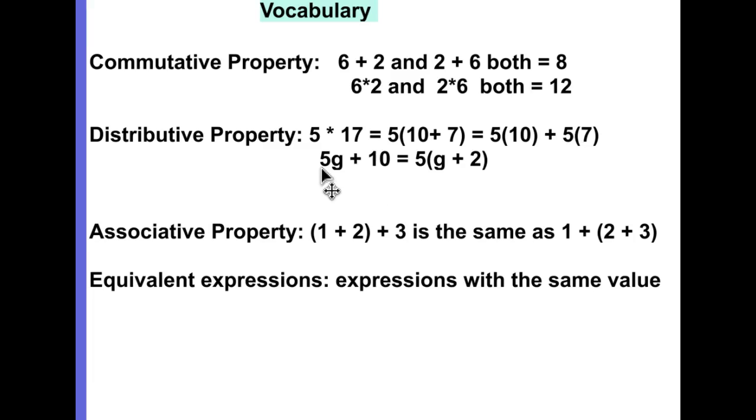Or if I have 5 times g plus 10. I'm thinking, well, let me think of factors. 5 and 10. 5 times what number would give me 10? Well, 5 times 2. So after I distribute this 5 on the outside, 5 times g, and I get 5g. 5 times 2, and I get 10.